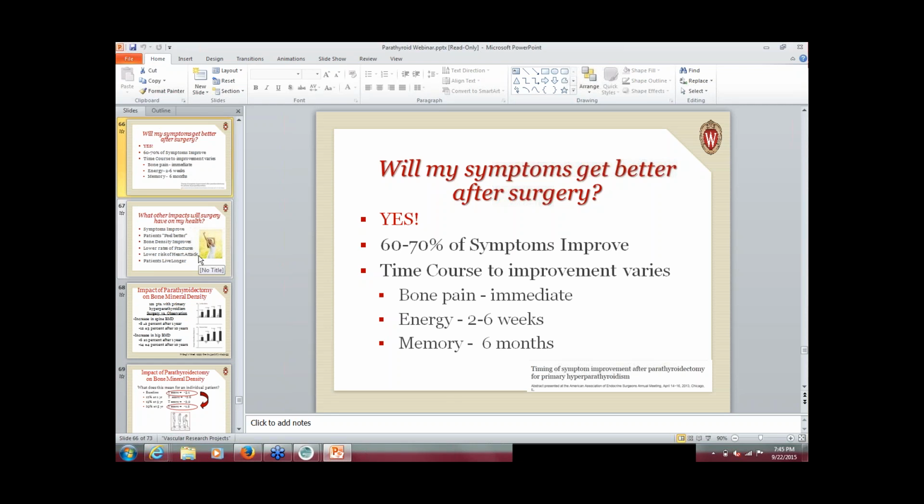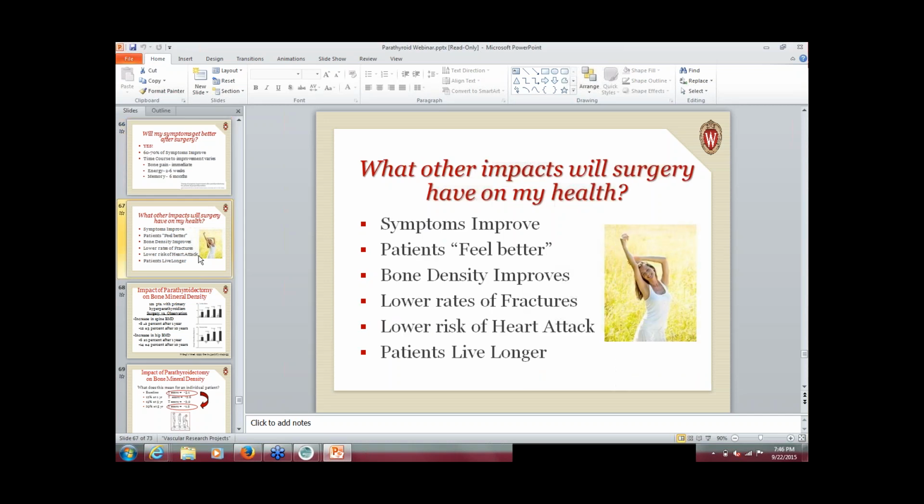Energy, people typically will notice improvements within the first 2 to 6 weeks after surgery. And things like memory, I think, are more chronic changes, tend to take longer, and people will notice continued improvements up to 6 months or a year after surgery. What other health impacts will surgery have on my health?